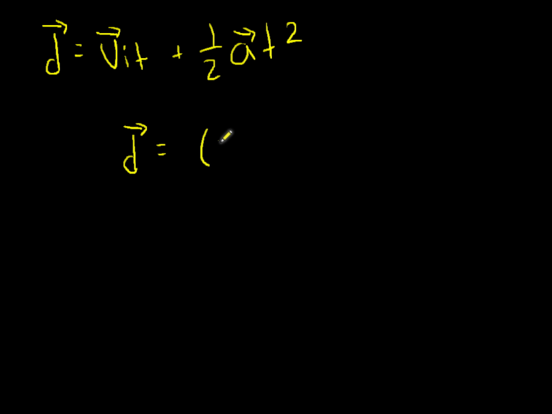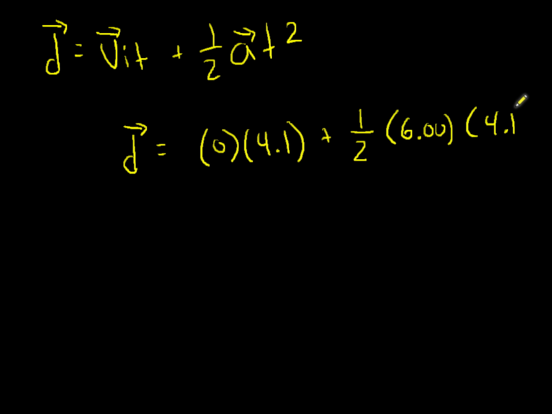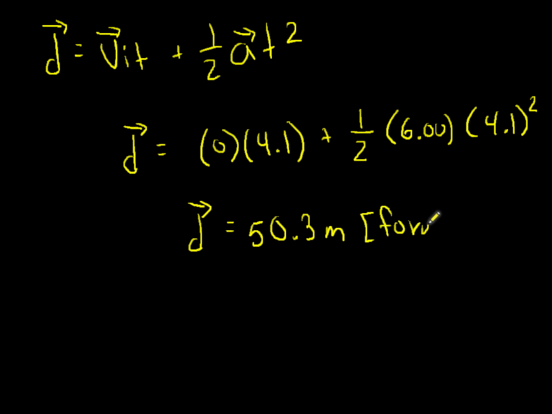This formula is d equals Vi t plus 1/2 a t squared. And it doesn't need to be rearranged since displacement is already the variable in front of the equal sign. We can substitute in our values of displacement equals 0 times 4.1 plus 1/2 times 6 times 4.1 squared. This gives us a displacement equal to 50.3 meters forward.